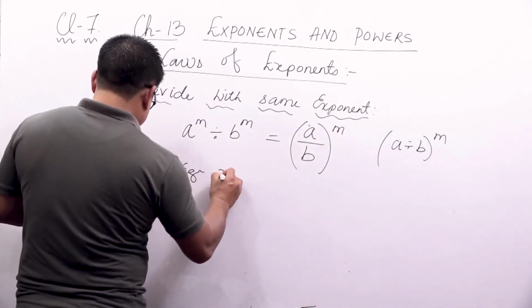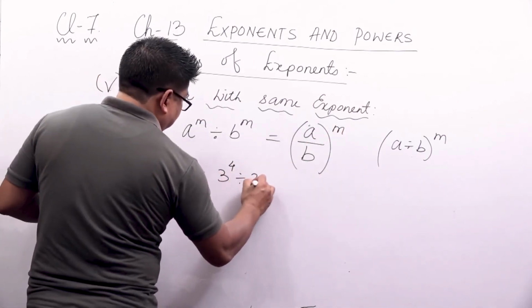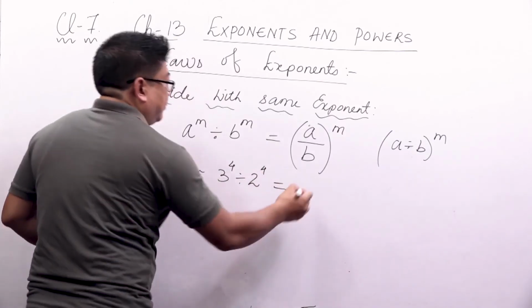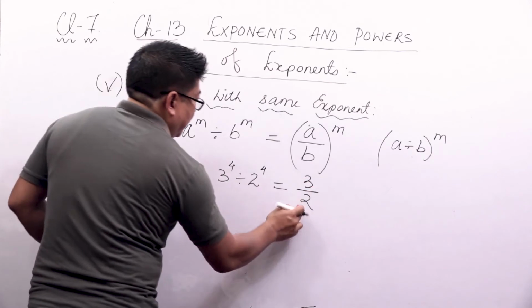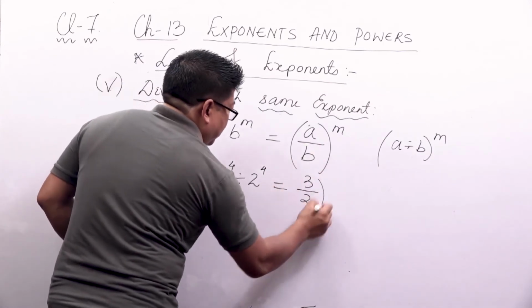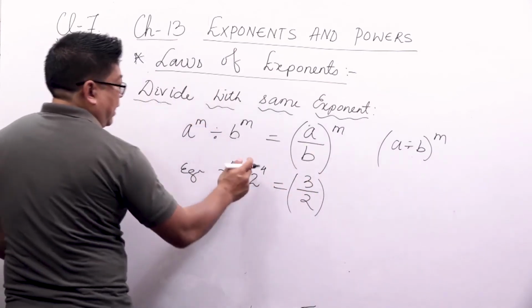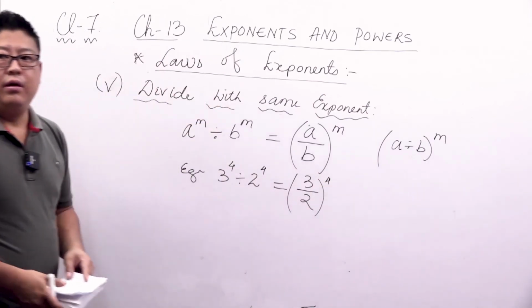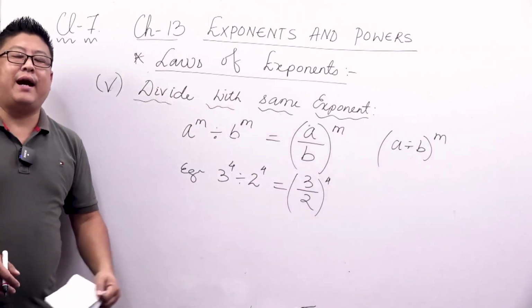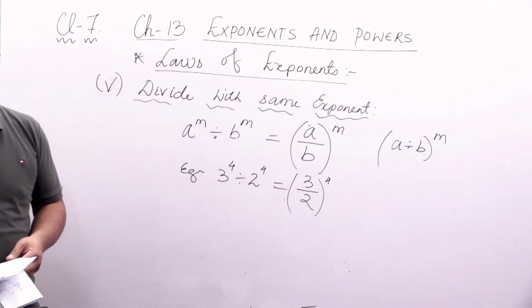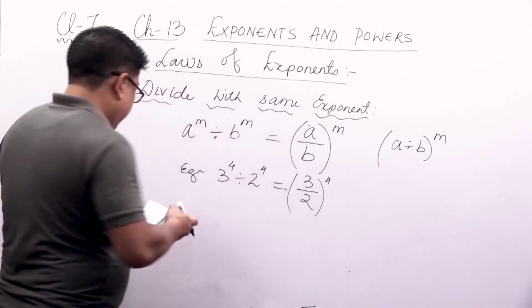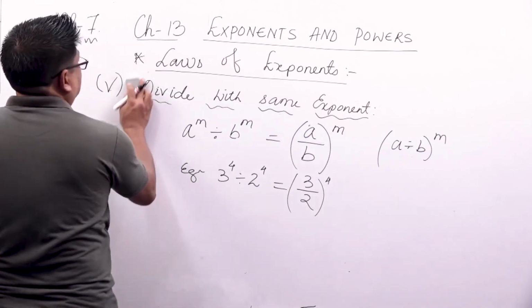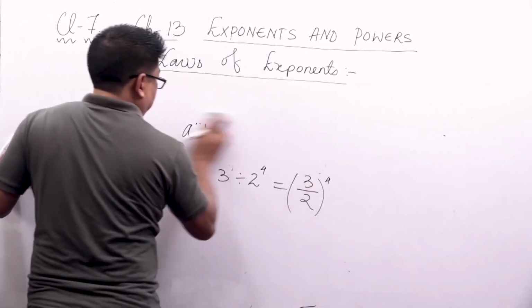An example can be, if I do it like this, 3 by 2. 3 is a, 2 is b. So a by b, 3 by 2. The whole power is 4. So this is about dividing with the same exponent, the same power given. Let's move on to the next law.